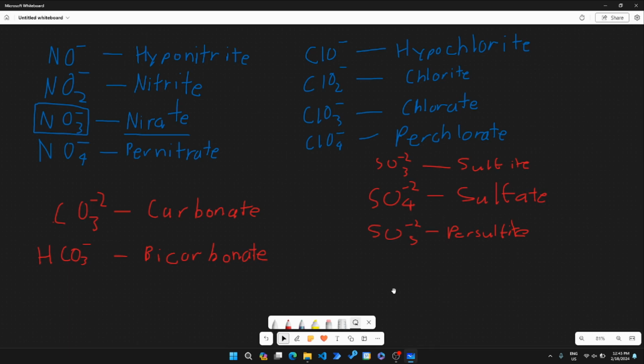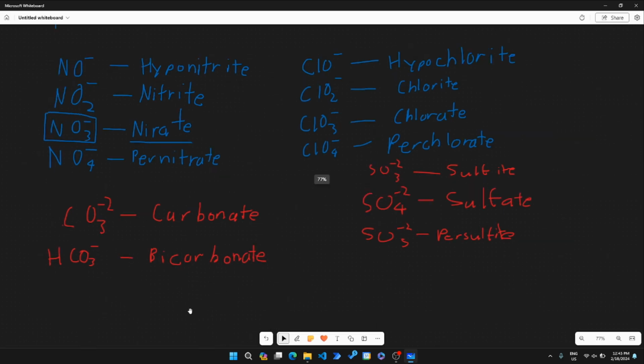So that's about it for ions. Next we should move on to binary ionic compounds. Binary ionic compounds are pretty simple as well.